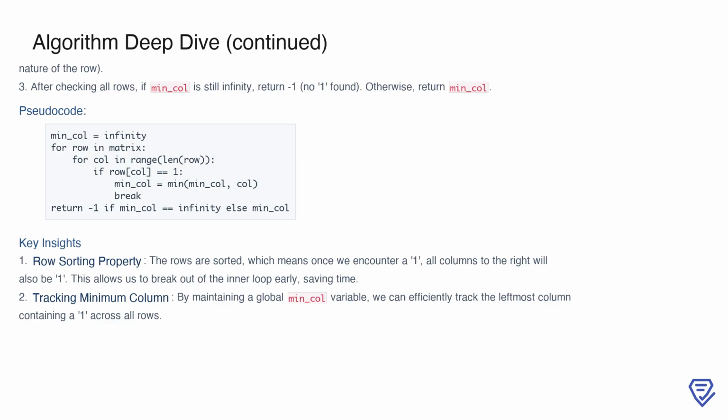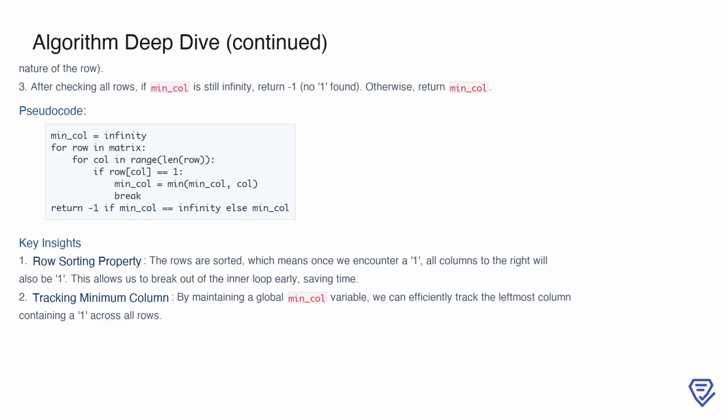If we find a 1, we update min_call to the smaller of its current value or the column index of the 1. After that, we break out of the loop for that row, as all subsequent columns will also contain 1s due to the sorted nature of the row. At the end, if min_call is still infinity, it means no 1 was found in the entire matrix, so we return -1. Otherwise, we return min_call.